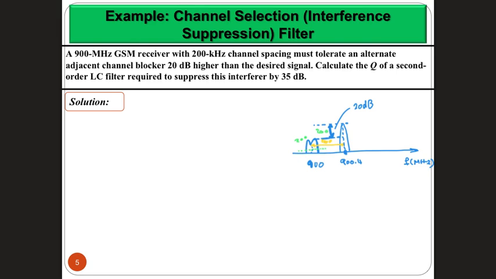Right, this is what we need to design our filter to make sure that this is still acceptable. Okay, and the question is: calculate the quality factor of the second order RLC filter or LC filter, which is required to suppress this interferer. This 20 dB higher interferer needs to be suppressed by 35 dB.